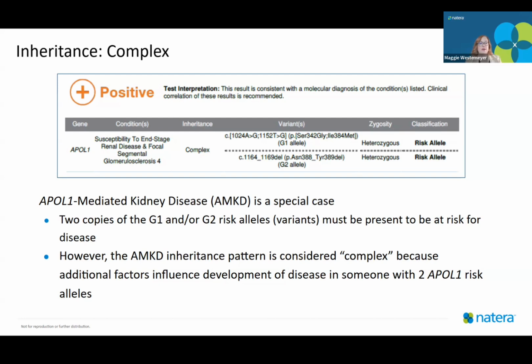And again, as you have had displayed beautifully before today, probably, and also today by Dr. Collins, we know the APOL1-mediated kidney disease (AMKD) inheritance pattern is considered complex because additional factors influence the development of disease, and therefore these particular disease-associated variants are referred to as risk alleles in the classification section of the table.